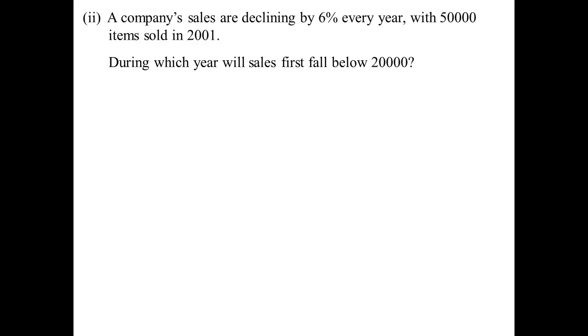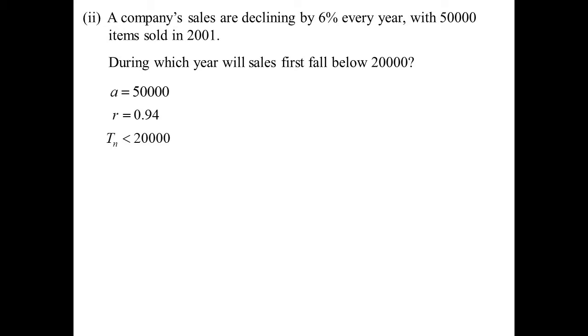Company sales declining by 6%. So declining by a percentage every year, this one's going to be a geometric. During which year will sales first fall below 20,000? So the first term is 50,000. Our ratio, we're dropping by 6%. So our ratio is 94%, or 0.94.